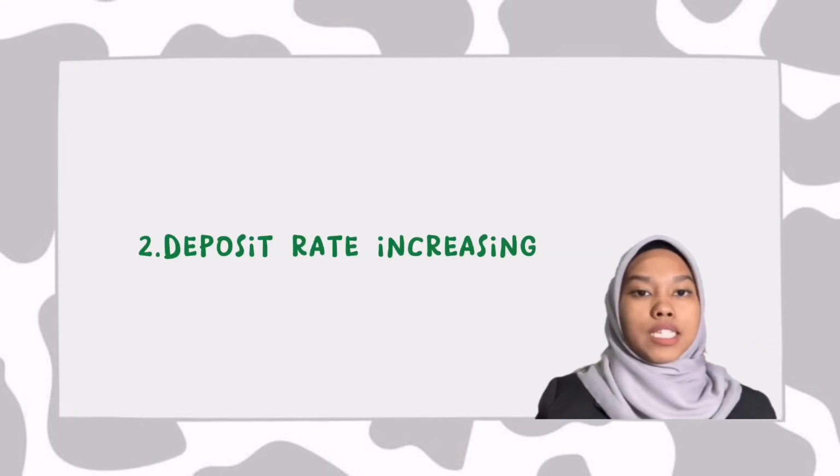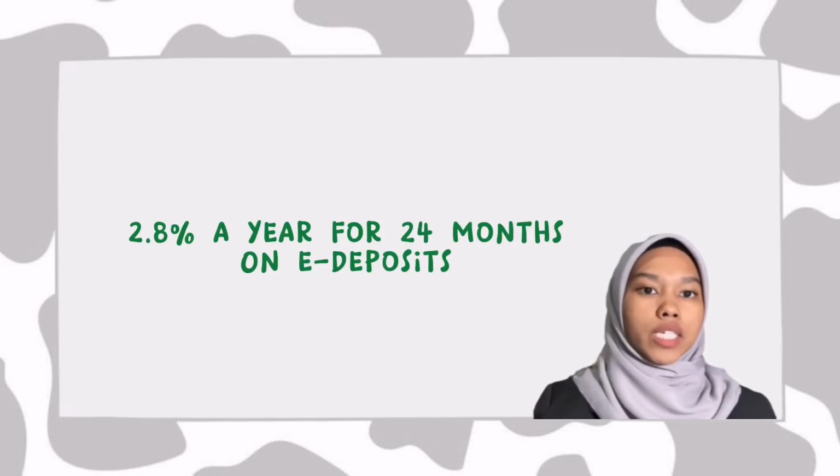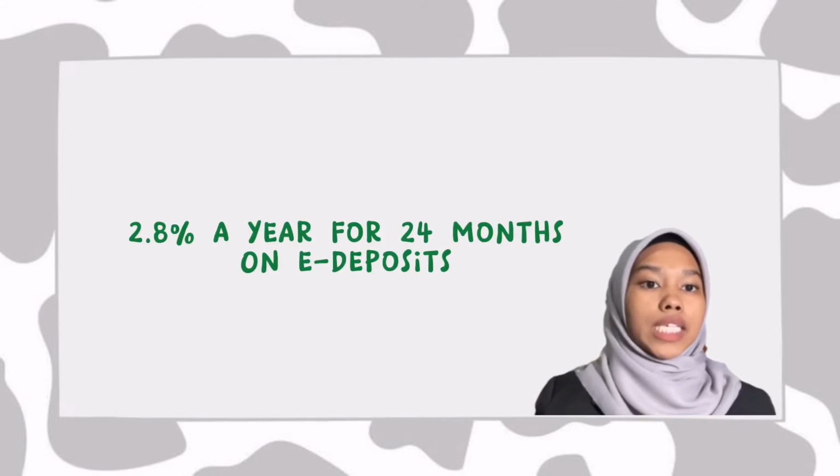The second point is deposit rate is increasing. Some Malaysia commercial banks are already giving higher rates for ordinary depositors' regular deposits. According to a promotional e-brochure, a local bank has been giving 2.8% a year for 24 months on e-deposits since the beginning of this year. Malaysian average deposit rates declined to 1.95% in year 2020.